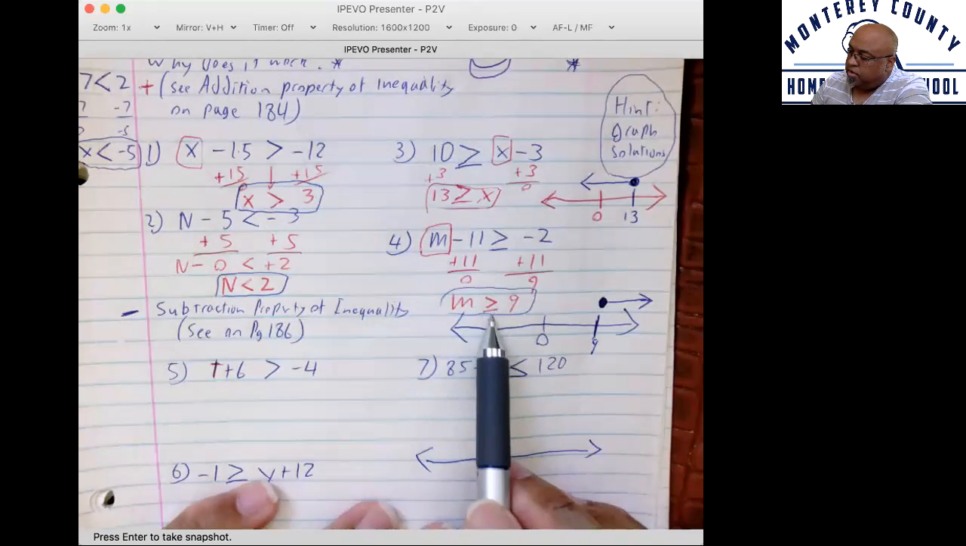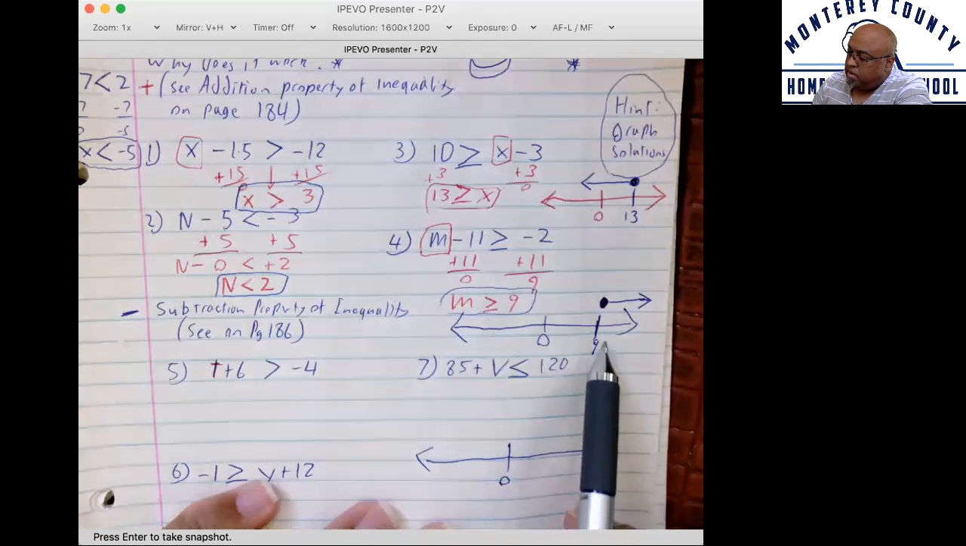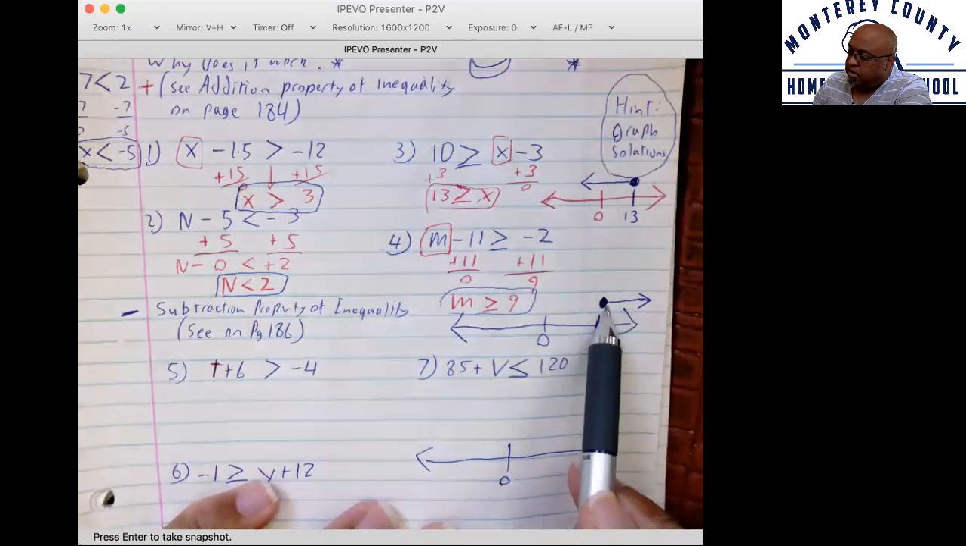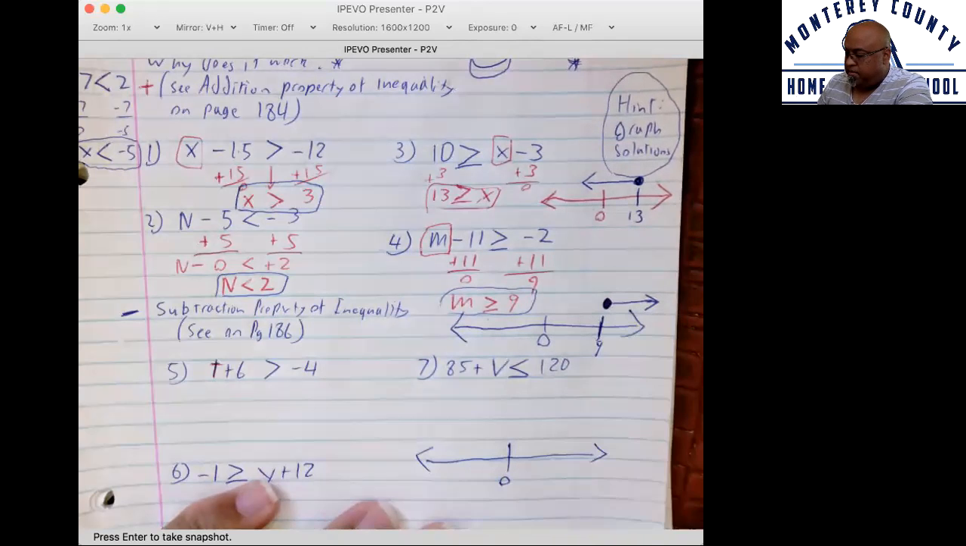M is greater than or equal to 9. The value of M would be represented by the dot starting at 9 and going greater than. The closed dot tells me that it could also be 9, or it could also be larger than 9.